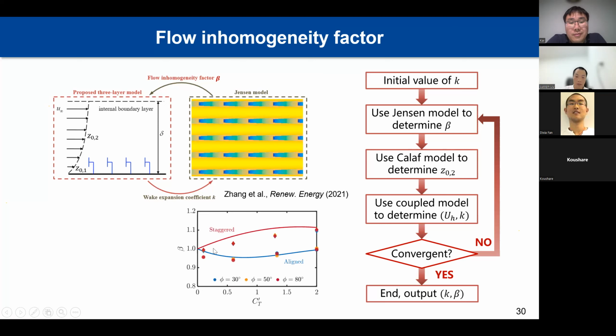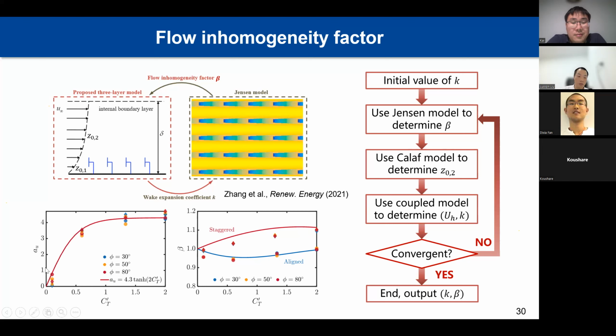And here is a comparison of the model prediction and the LES data, and overall the agreement is good. And for the value of AU, we derived it using a numerical fitting method. We learn two characteristics of the behavior of AU. First, when CD prime equals 0, AU should be 0. That means when there is no turbine, there is no need to correct the log law in the surface layer. And we also know that for large values of CD prime, AU will saturate to a constant.